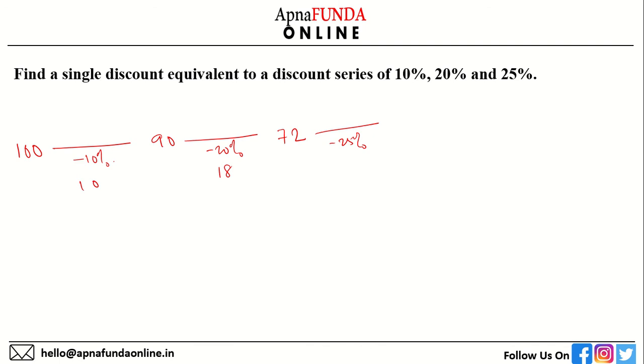So 25%, just solve 25% of 72, that is 18. 72 minus 18 will give me 54. So this is my first value, and this is my last value.